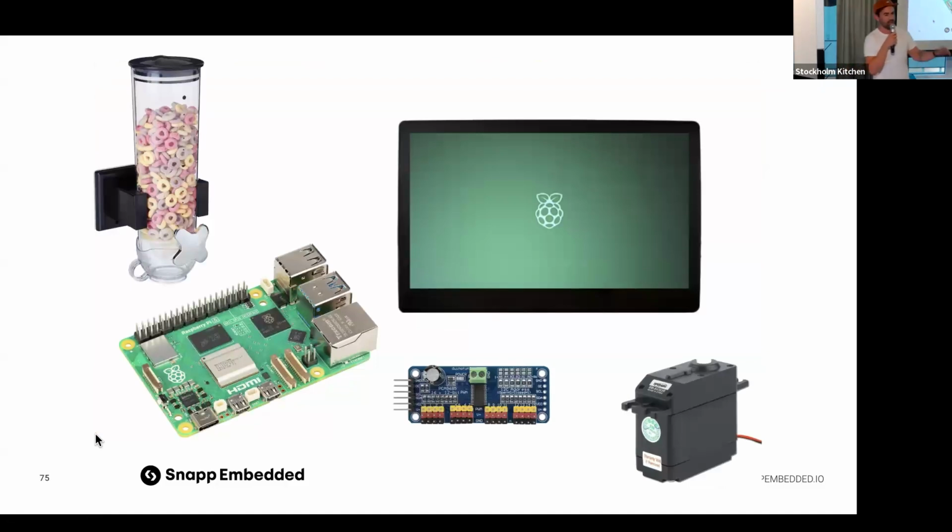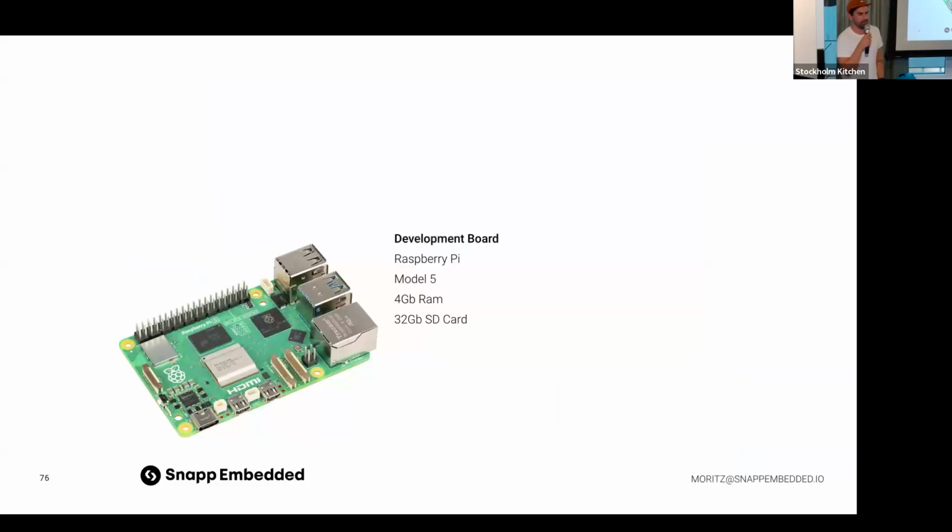We have a touch screen. We have some kind of cereal dispenser. We found a Raspberry Pi 5. We found a small PCB to control some servos. We found some servo motors. So let's go through it.